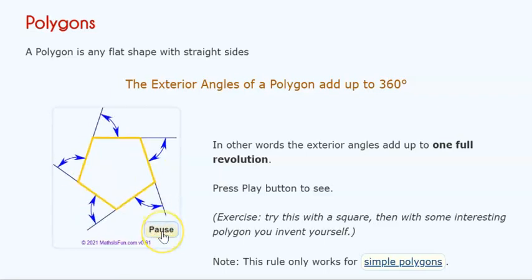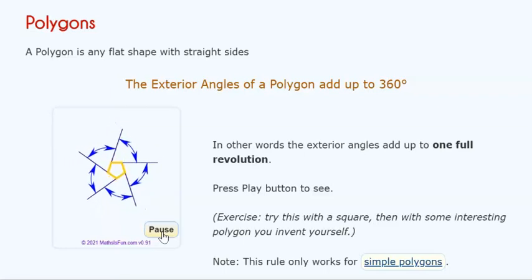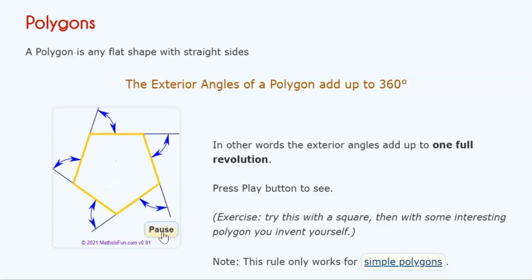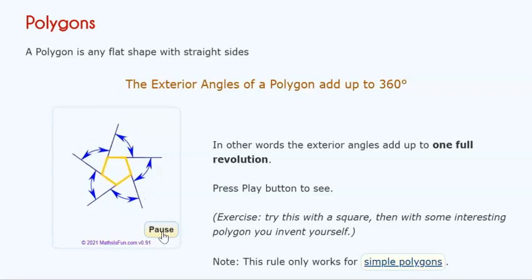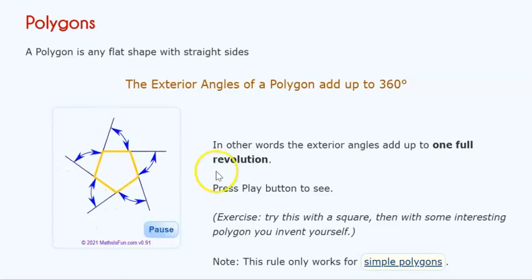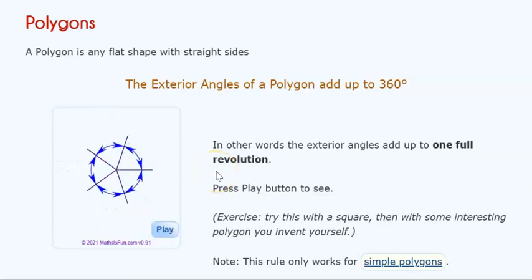And if you want to know the measure of each one of those, you would take just 360 divided by 5, because there's 5 exterior angles. If it was a hexagon, you would take 360 divided by 6 to get each one of those. But the sum of however many exterior angles there are, depending on how many sides you have, will always sum up to 360 degrees.